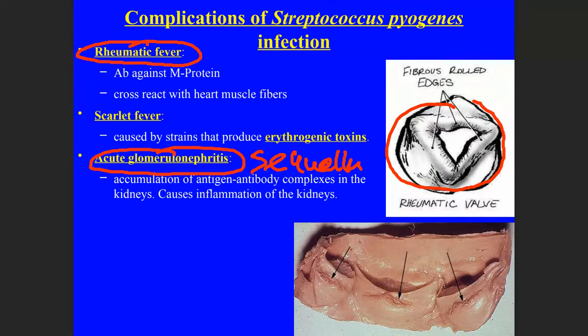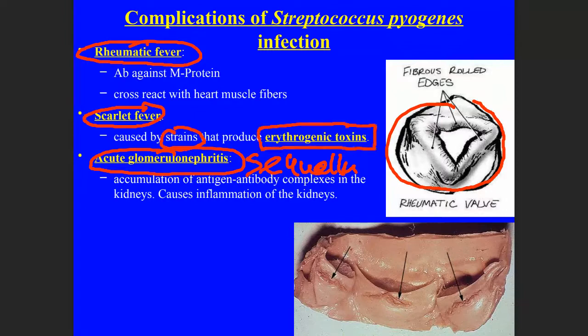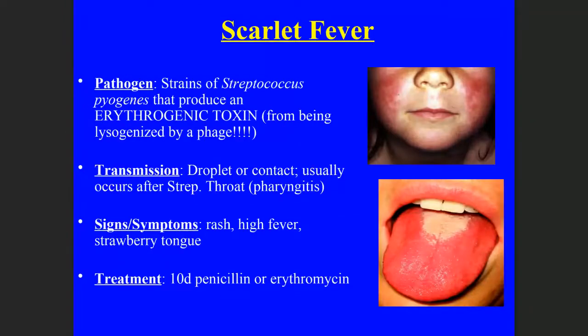Something else that can occur is something called scarlet fever, but scarlet fever only occurs in certain strains of Strep pyogenes that produce this erythrogenic toxin, okay, that not all strains do. So I'm going to talk about scarlet fever here. So like I said, scarlet fever is only produced by strains of Strep pyogenes that produce this erythrogenic toxin. It's thought that these strains obtained the ability to produce this toxin by being lysogenized by a bacteriophage.